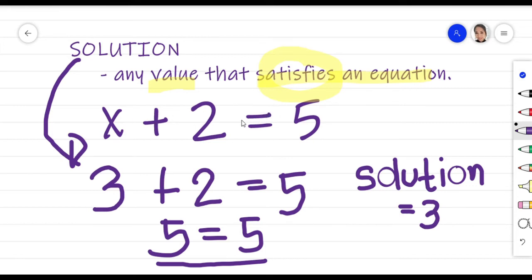By the way, there is another term for the word solution. This is what we call root. Solution or root are the same thing. It means we can also call 3 our root.